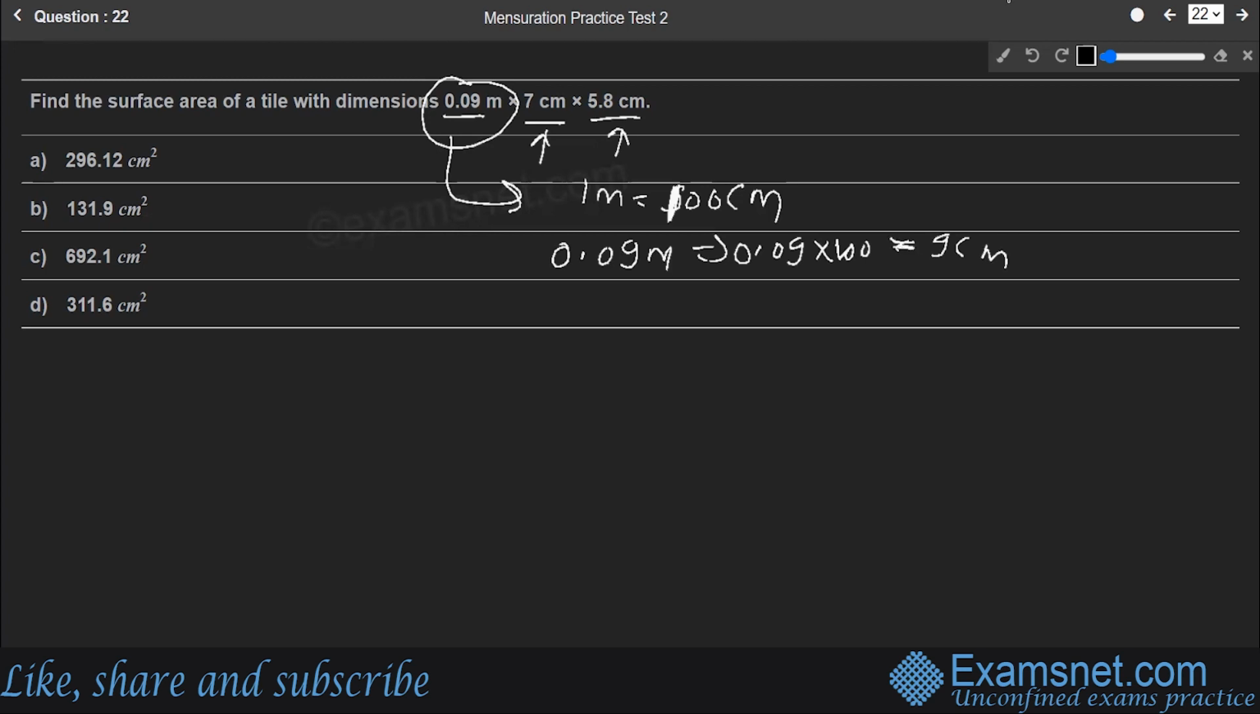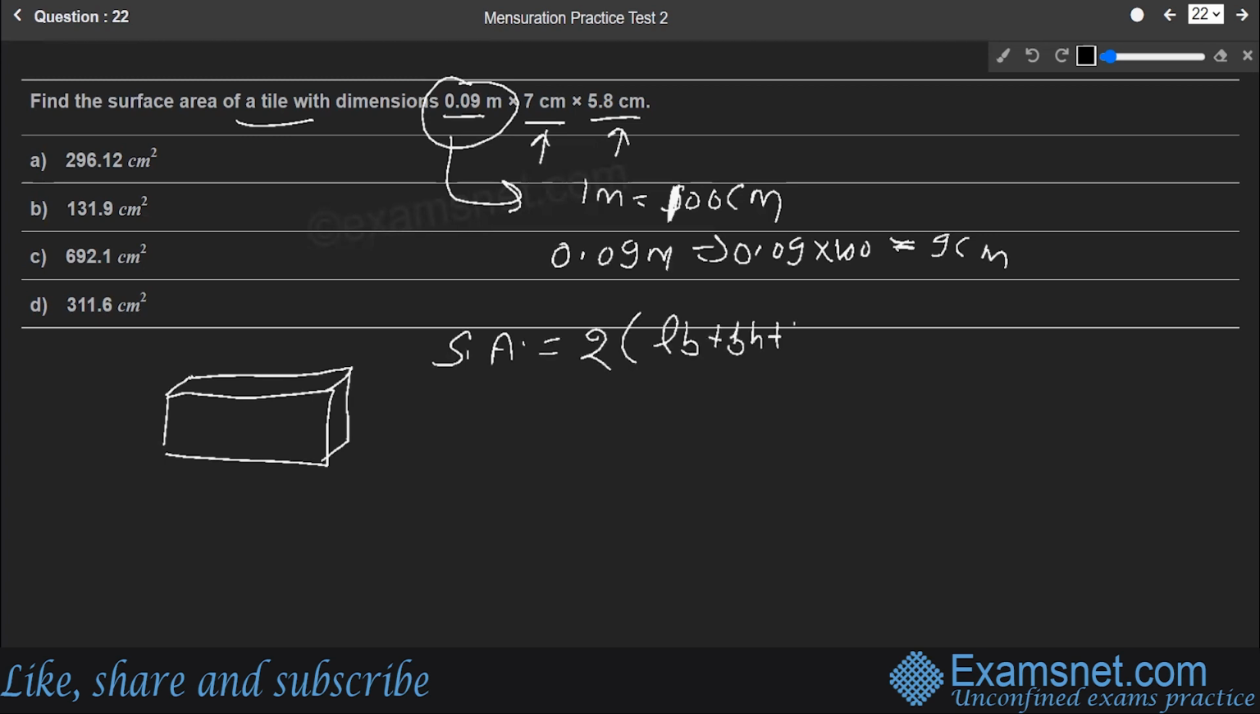Now he wants us to find out the surface area of a tile. A tile is always in the shape of a cuboid. So the dimensions are given with us, and the surface area of a cuboid is given by 2 times LB plus BH plus HL. Let us put down the values. We have been given L as 9 centimeter. This is our L, this is our B, and this is our H, sequentially L, B, and H.